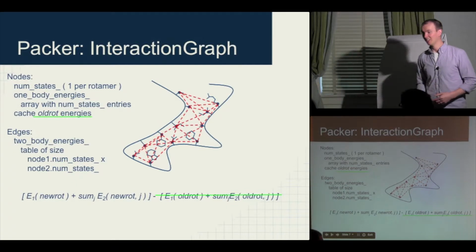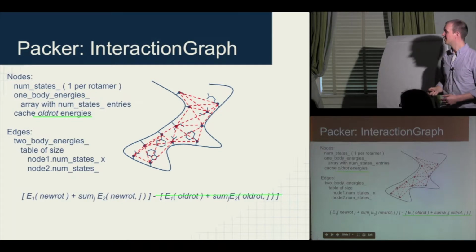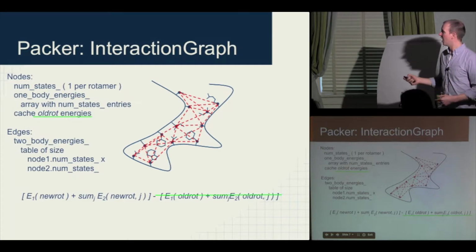Yes? What's the difference between the num states and the num states entries? I'm saying that the number of entries that this array has is num states. Okay. Yeah.